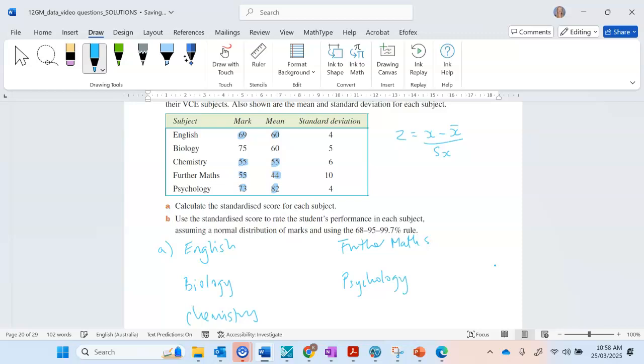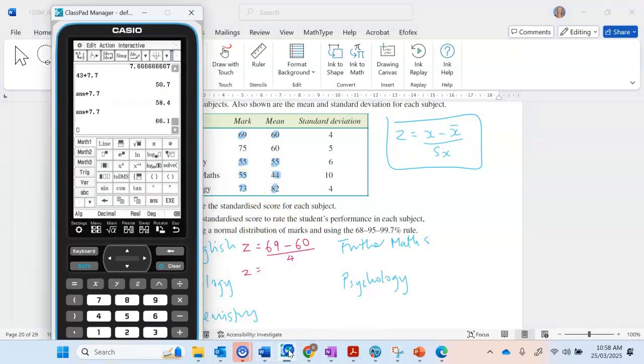All right, so remember this is your Z score formula, so I might just do it in a different color so we can easily see it. So for English, we do Z is equal to our actual value, which is 69, minus the mean, which is 60, over the standard deviation, which is 4. And we could just plug that straight into the calculator.